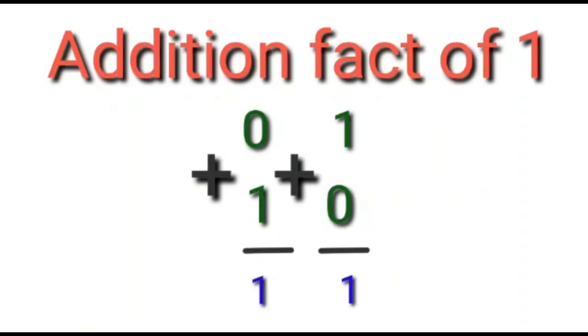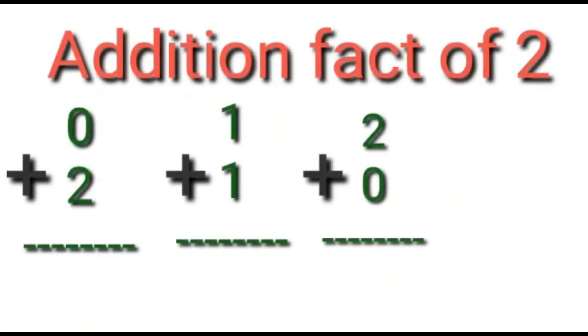Now, let us see the addition fact of number 2. Addition fact of 2 is, yes, we have to write 0, 1, 2 and we have to add the numbers in reverse: 2, 1, 0. Let us add the numbers. 0 plus 2, 2. 1 plus 1, 2. 2 plus 0, 2. Yes. Likewise, we can find the addition fact for any number.